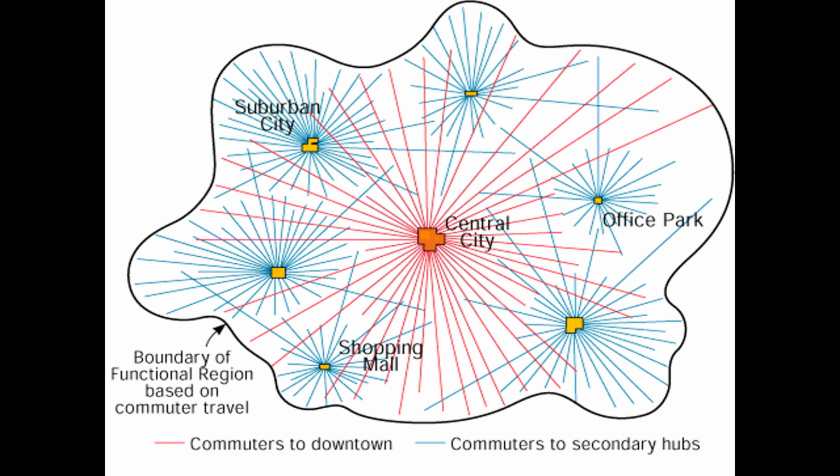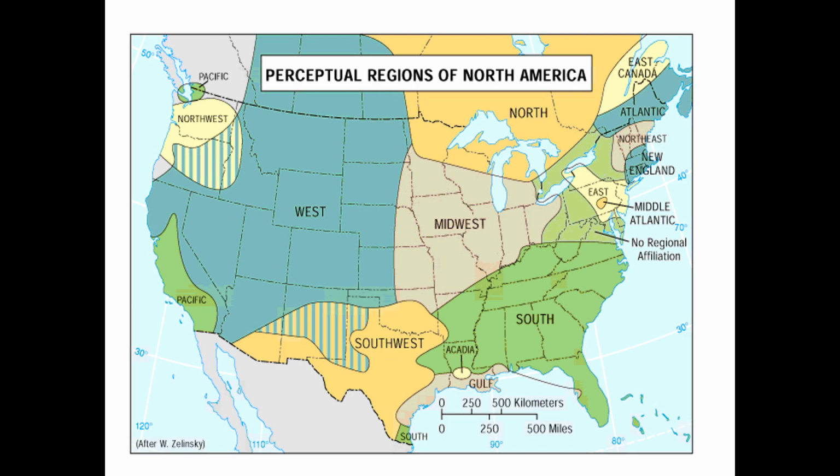Another idea of the functional region, again, talking about commuting zones. Commuting zones are when people are going to be moving in and out of the suburban areas, going downtown for work. Some of your parents may do this by going to Fort Lauderdale or West Palm Beach. Perceptual regions, again, in people's minds.